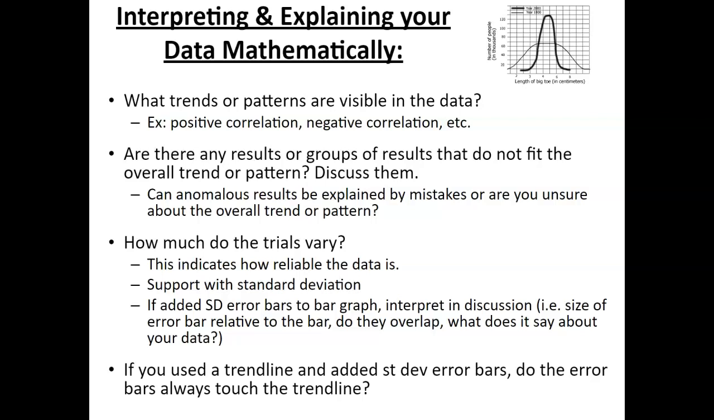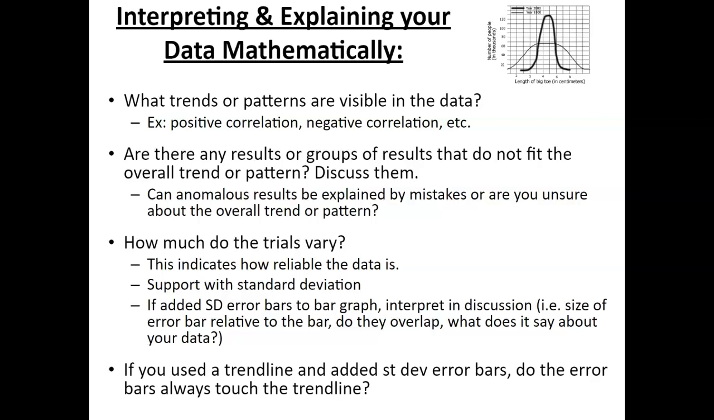Are there any results that don't seem to fit the overall pattern or trend? For example, do you have outliers? So you need to try and explain why you know you have outliers, if you have any, and what could possibly be explaining these outliers. Is there a reason for these outliers to have occurred within your data?